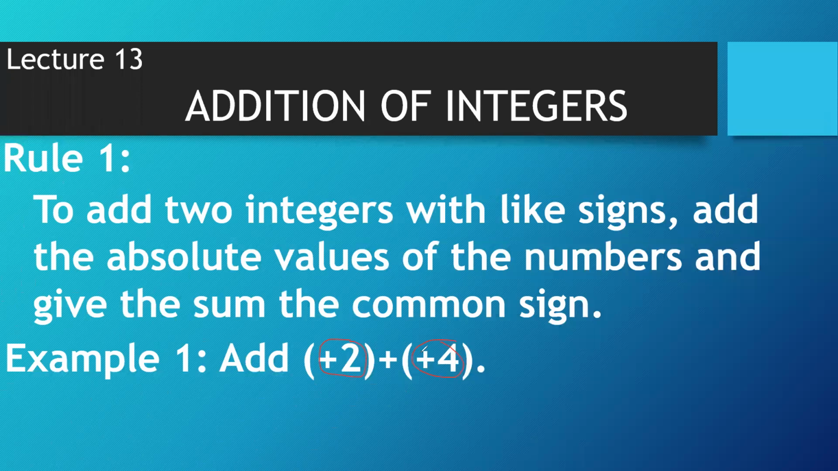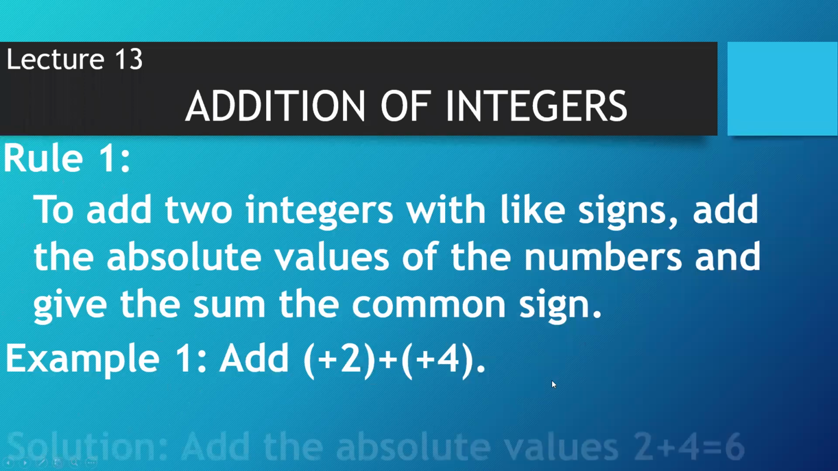The signs of these numbers are alike. So you just add the absolute values: the absolute value of +2 is 2, and the absolute value of +4 is 4. So you add them together and you get the number 6. After that, you give the common sign. The common sign is plus, so it is plus. And you don't need to write the plus sign in front of 6.